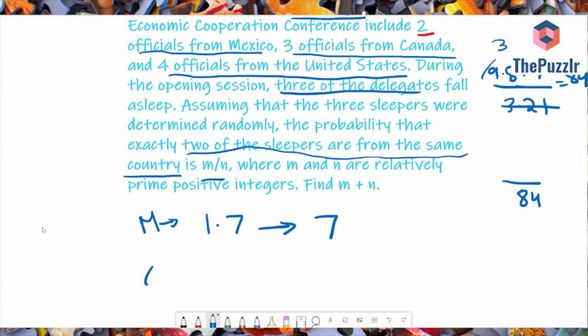What if the Canadians are sleeping? There's 2 Canadians that are sleeping. That would be 3 choose 2 ways of picking the 2 Canadians. And then for the third delegate, it can't be from Canada, so subtract those 3 from the 9 total. So we're left with the 2 from Mexico and 4 from the United States. So that's 6. 3 choose 2 is equal to 3, and 3 times 6 gives us 18. So there's 18 cases right here.